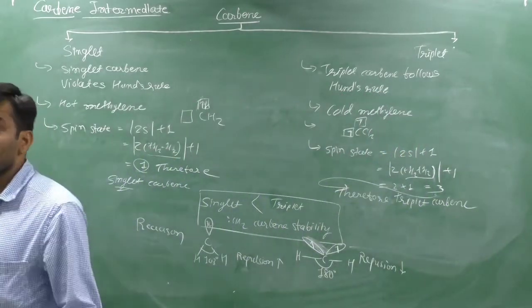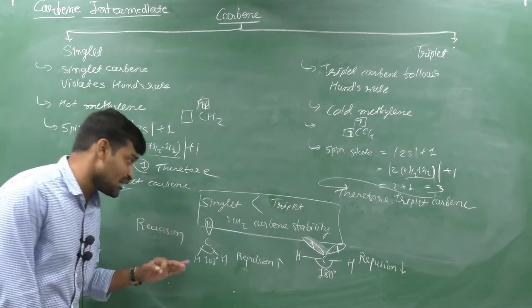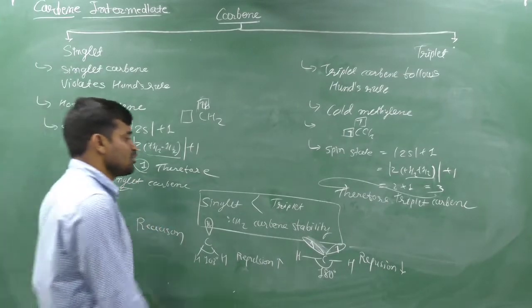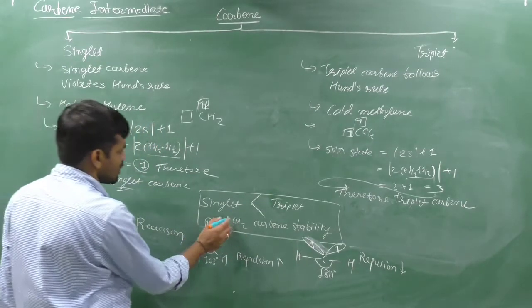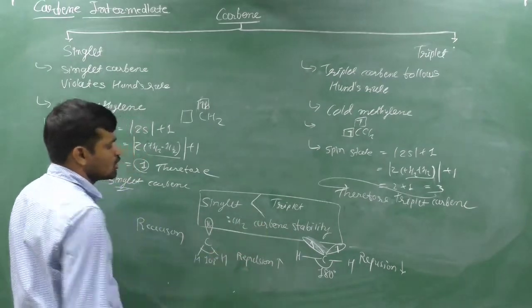Now, if we compare the stability of singlet and triplet carbene, you can say that triplet carbene is more stable than singlet in the case of CH2.